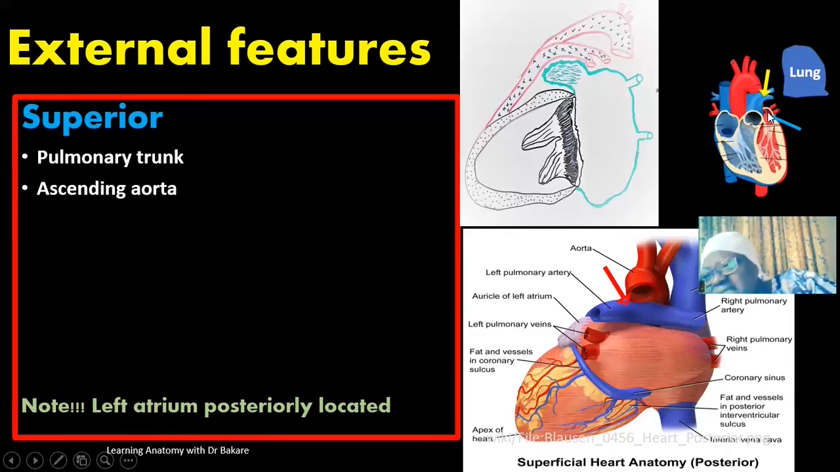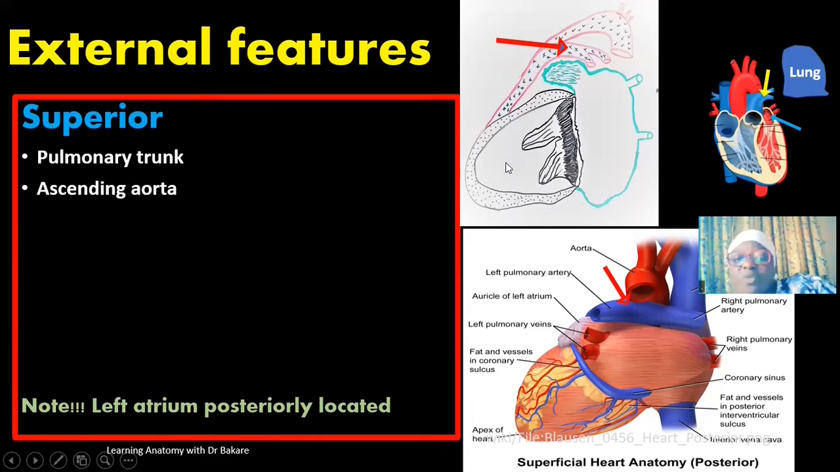So above this left atrium, you see that the pulmonary trunk is seen to cross above the superior border. So at the upper border of the left atrium, you see the pulmonary trunk crossing to supply deoxygenated blood to the lungs where it will be oxygenated. And in this handmade image, this is the pulmonary trunk.